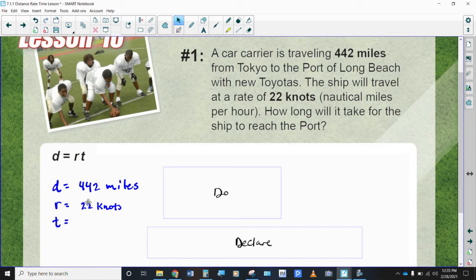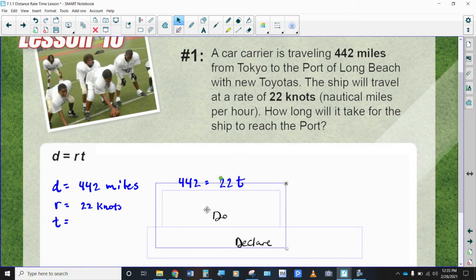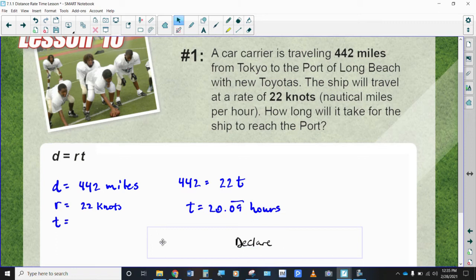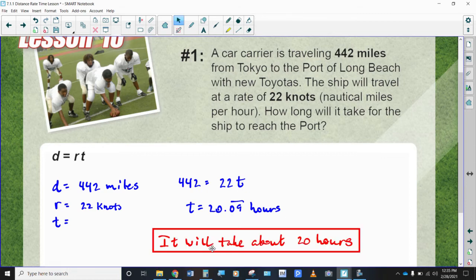So if you know 2 of these parts, you can figure out the third by setting up the equation. D equals RT, where R and the T are being multiplied times each other. So if 22 times T equals 442, then 442 divided by 22 will tell you the value for T. So we will divide 22 on both sides and use your calculator. You will see that you end up getting a repeating decimal that is very, very close to 20. So we will say it should take about 20 hours to reach the port of Long Beach.